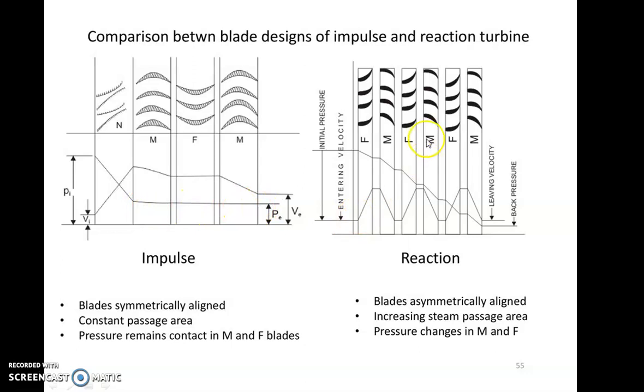But that is not the case for a reaction turbine. In a reaction turbine, if you see, the fixed blades act as nozzles, and the moving blades are also shaped such that they decrease the pressure. So their shape is made such that they also act like nozzles. That is, they decrease the pressure also, but they do not increase the velocity. That's why they cannot be called nozzles, because velocity is not increased.